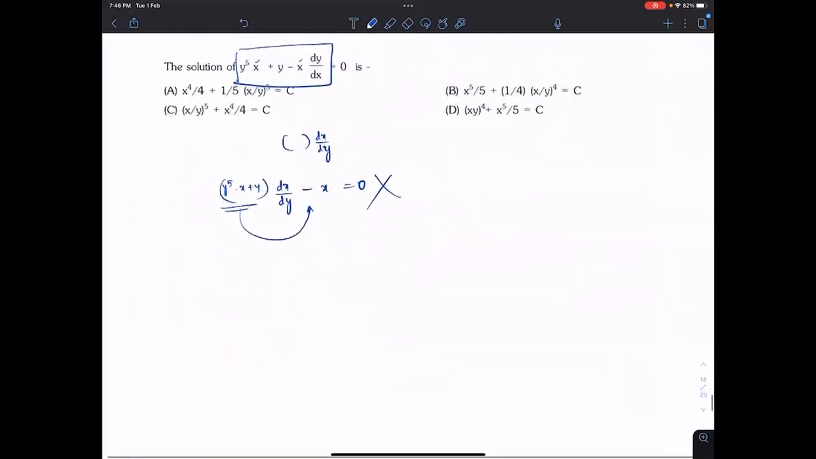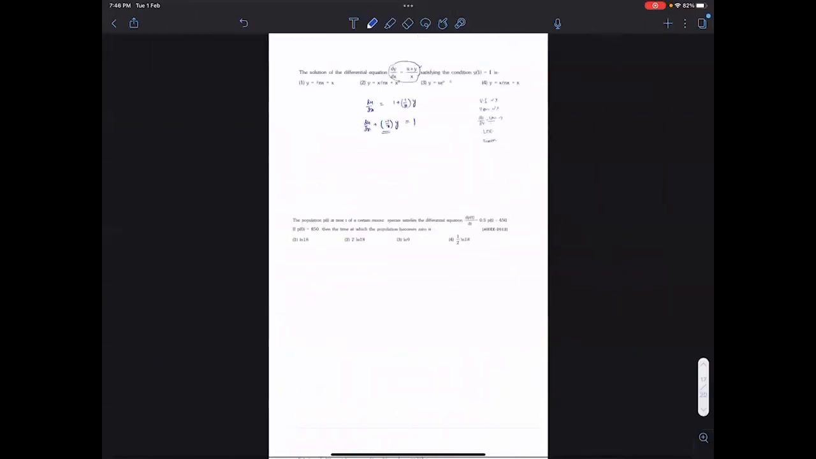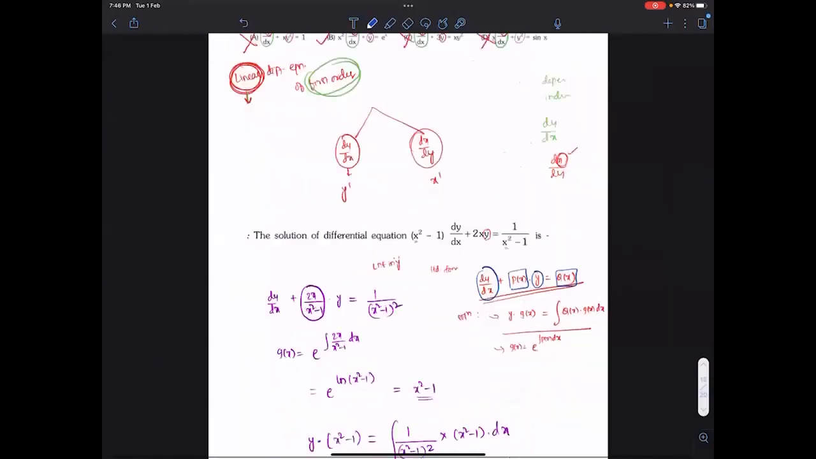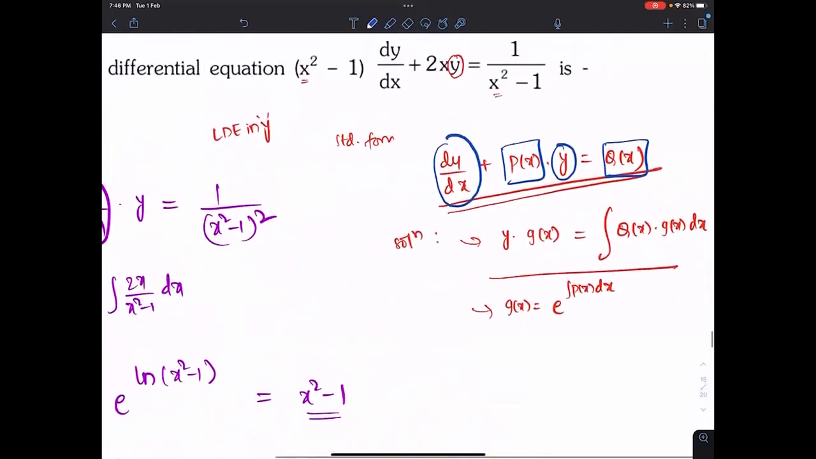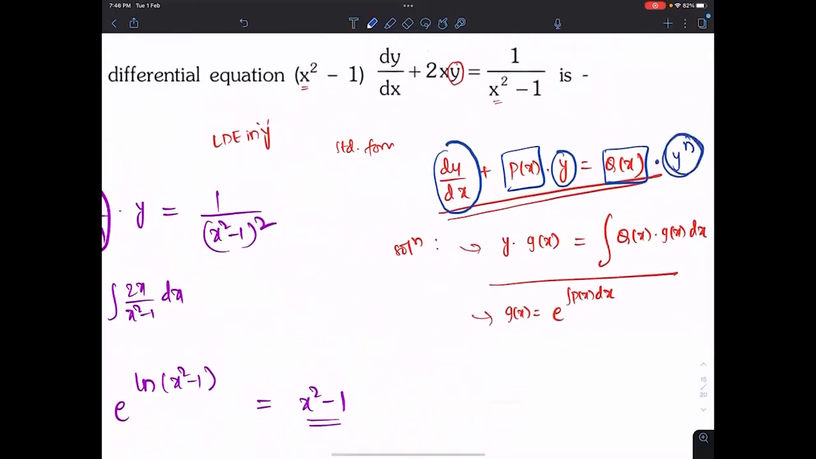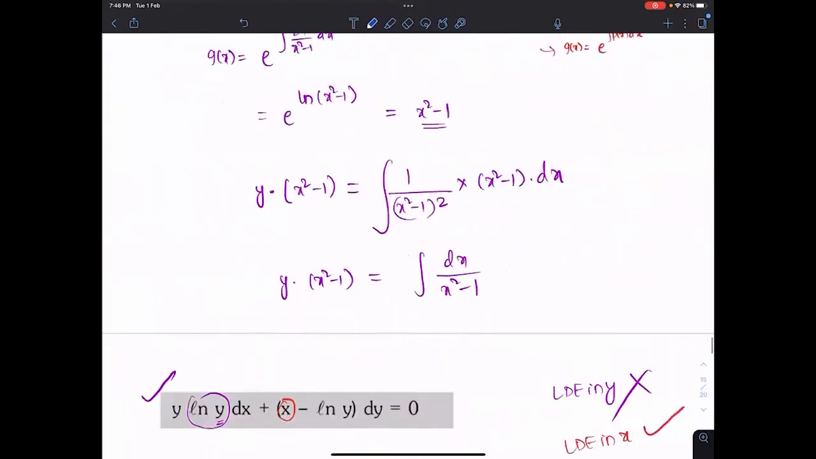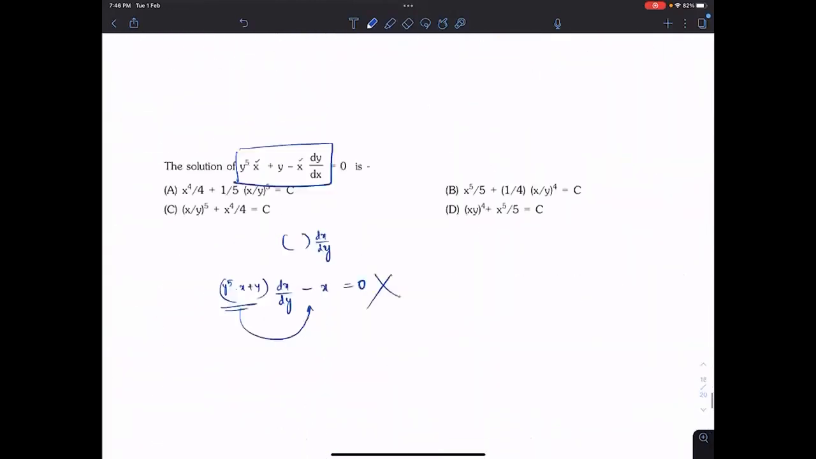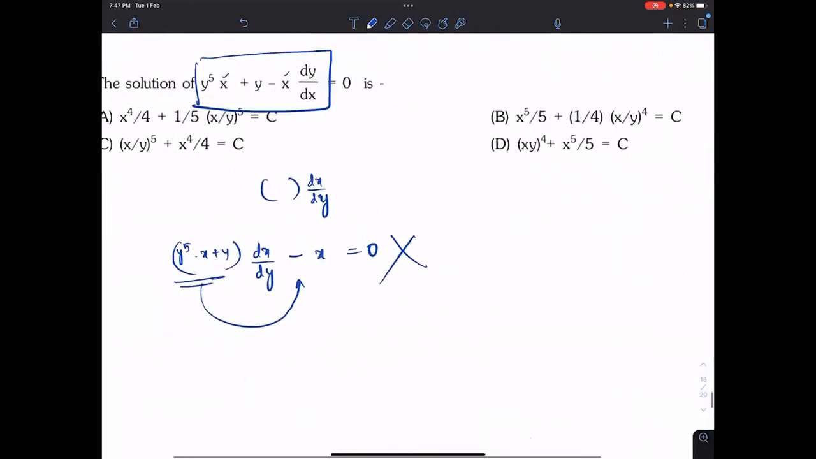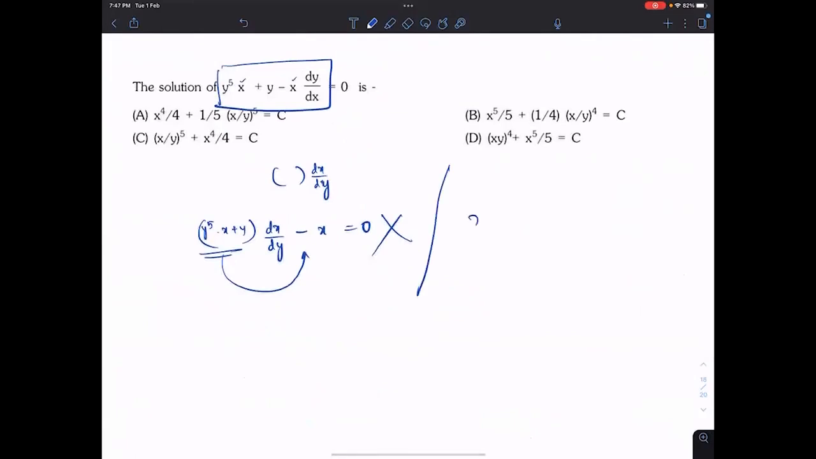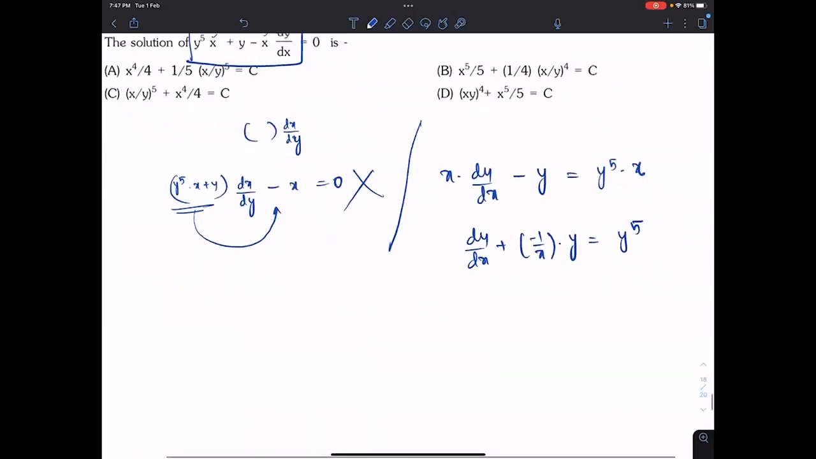Then what? This kind of equations are nothing but Bernoulli's equations. What is the Bernoulli's equation? It will be like LDE only, but on the right side, y power n will be there extra. So if I see here, it is x into dy by dx minus y is equal to y power 5 into x. If I divide by x, dy by dx plus minus 1 by x into y is equal to y power 5. So this is your Bernoulli's equation.